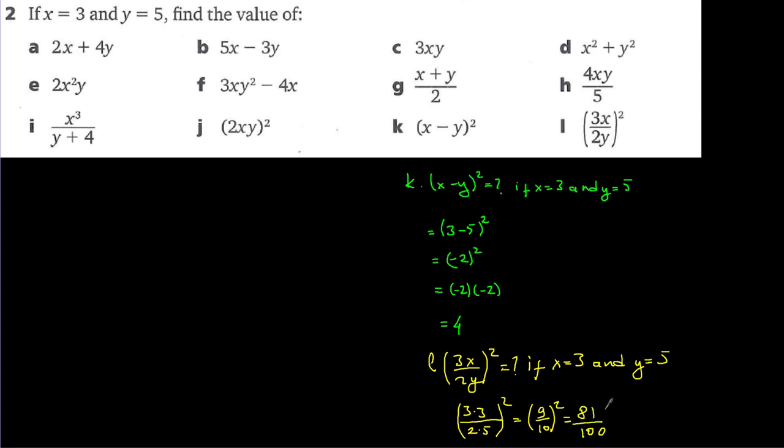Actually I forgot something here. 9 over 10 square is equal to 9 over 10 times 9 over 10. When you are multiplying fractions, you multiply numerator by numerator, which is equal to 9 square, and denominators, they are going to be 10 times 10, which is equal to 10 square. So directly 9 square divided by 10 square is equal to 81 over 100. That is the answer of the question.